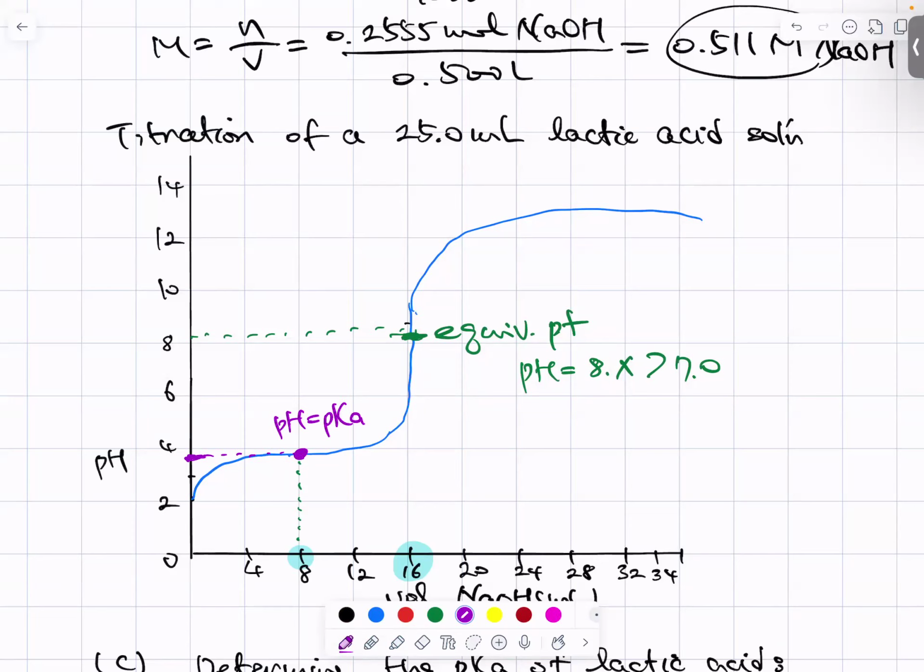Around this half equivalence point, the pH is increasing, but the slope is very small. We call this region a buffered region. So the solution became buffered.